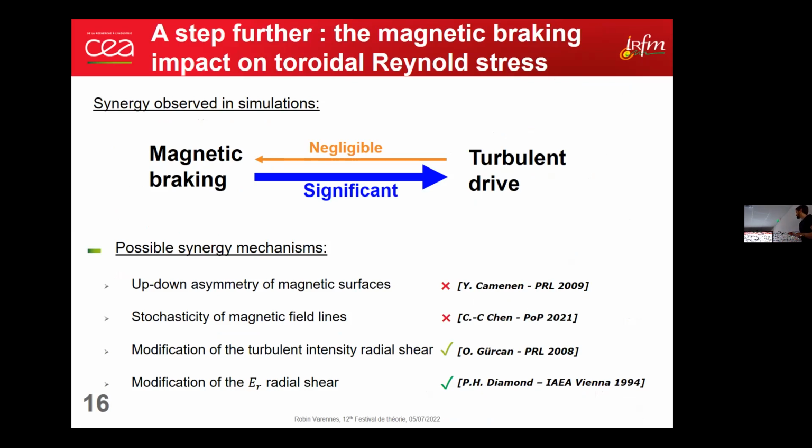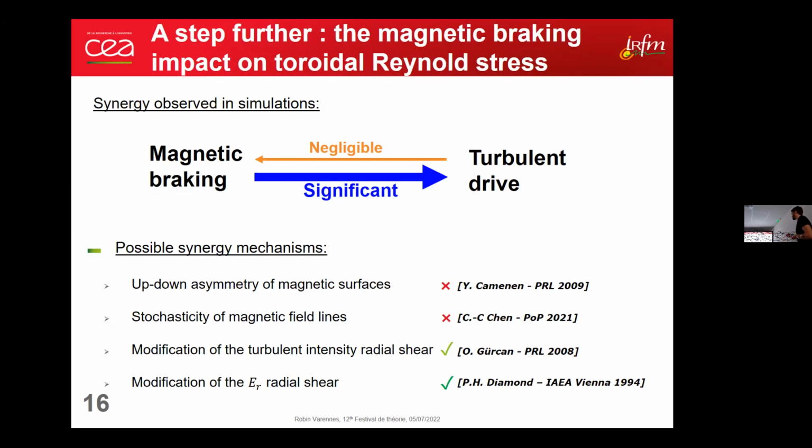So basically what we observed is that the turbulent drive has a negligible impact on the magnetic braking. However, we saw that the magnetic braking can have a significant impact on the turbulent drive. And for this, there is a list of all the mechanisms that can happen. There is the up-down asymmetry of magnetic surfaces, which here does not impact our simulations because we have circular magnetic surfaces. That could also be the impact of stochasticity of the magnetic field lines, but in the simulation we don't have electromagnetic features, so it cannot be this.